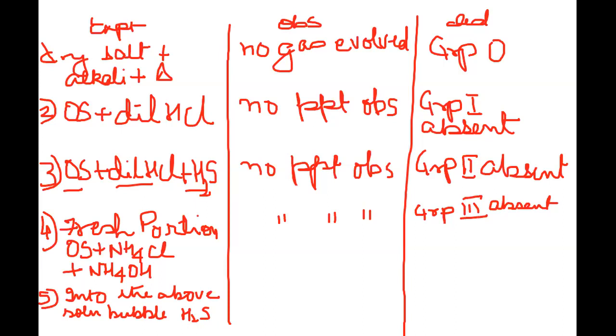Since no precipitate is obtained, I will write no PPT observed, and here I will write group 4 absent. Let's go to the next page. There you will see step 6, where we will be discussing the group 5 cations. So again, I'm going to draw an experiment table.